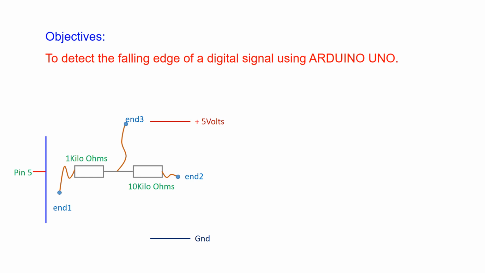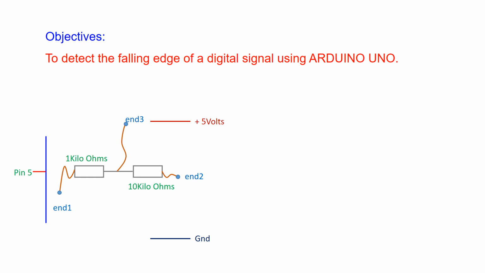For achieving this objective, a simple hardware arrangement is proposed here. The input signal is applied to pin number 5 of Uno. External hardware is very simple. Two resistors, one of 1 kilo ohm and another of 10 kilo ohms, are connected in series. The three fly leads are connected as shown.